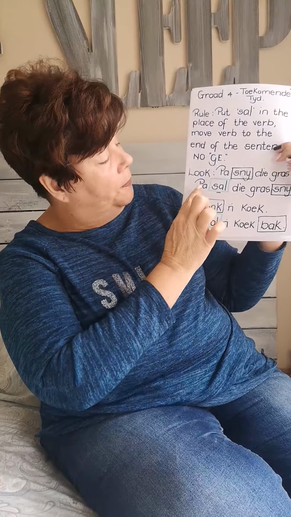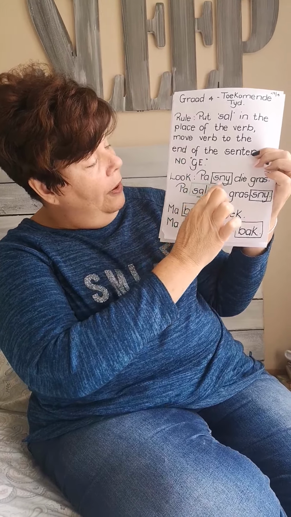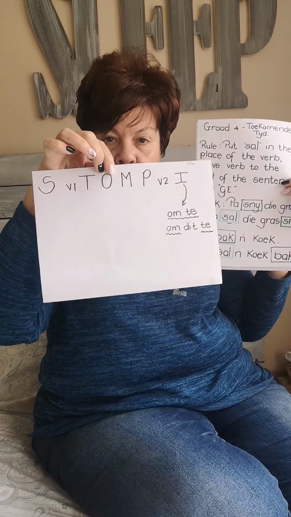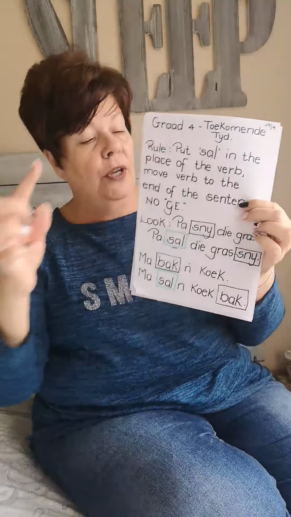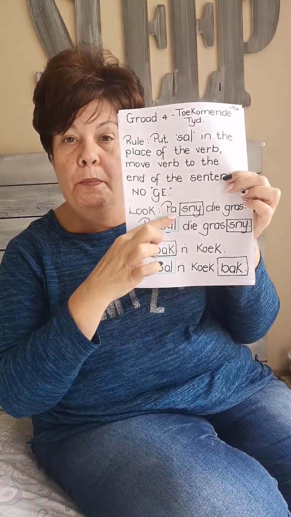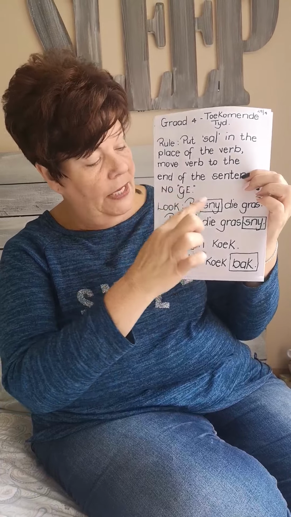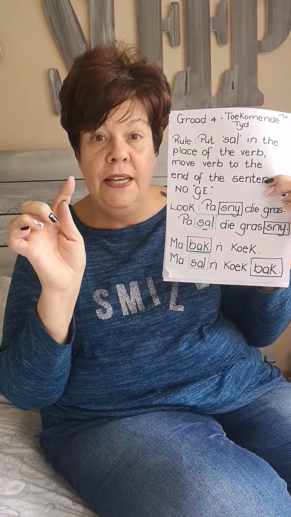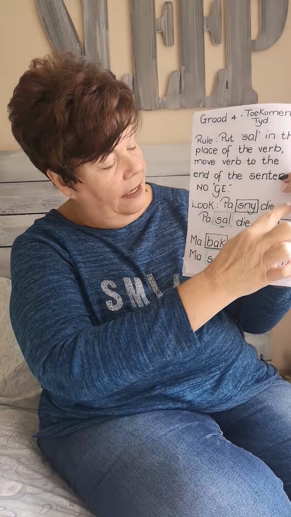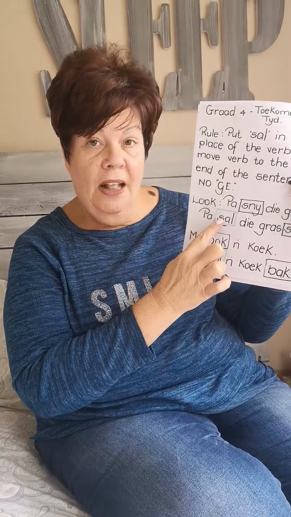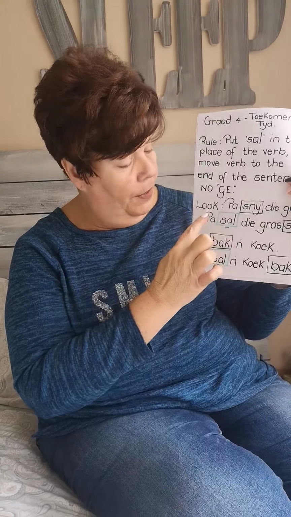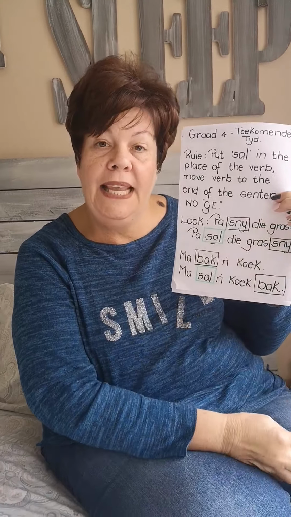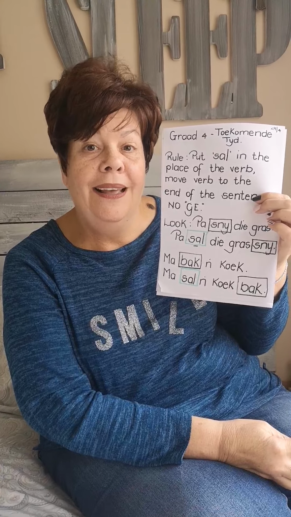So now look what I've done. I said, pa sny die gras. If I look back at stompie, where do I find my verb? After the subject. So the subject in the sentence is pa. Where do I find my verb? Next to pa. Can you see that I have drawn a square around the word sny? So pa sny die gras. What is the rule? I put sal in the place of the verb. Pa sal die gras, and look at my verb, moves to the end of the sentence without a ge.